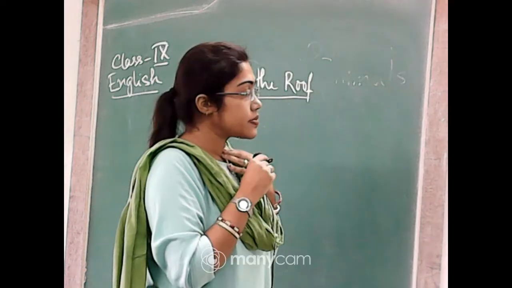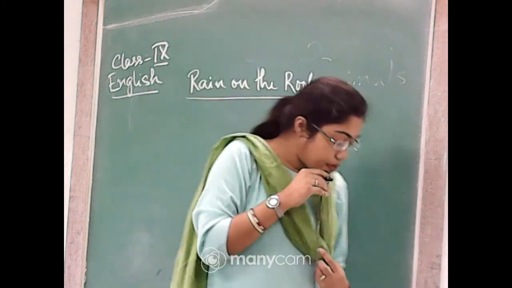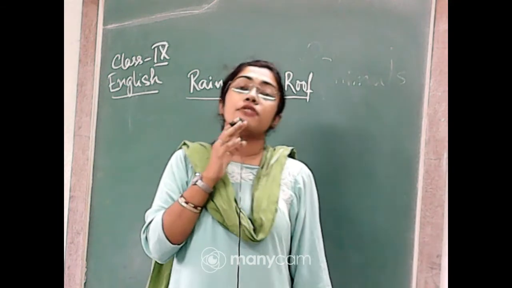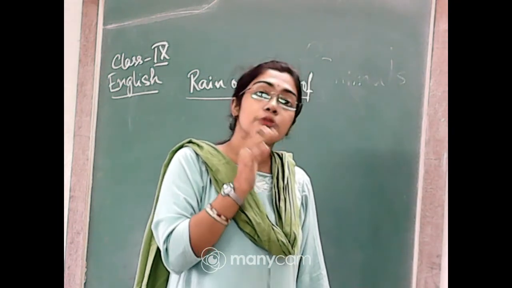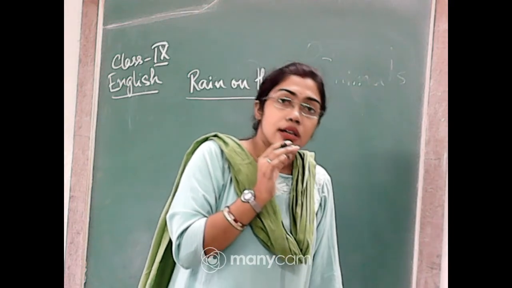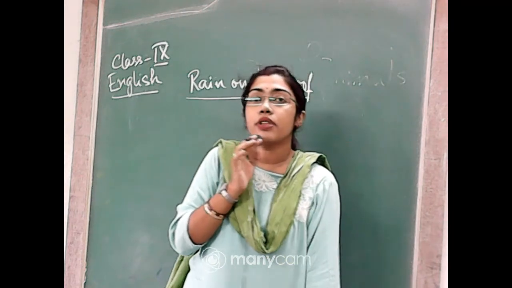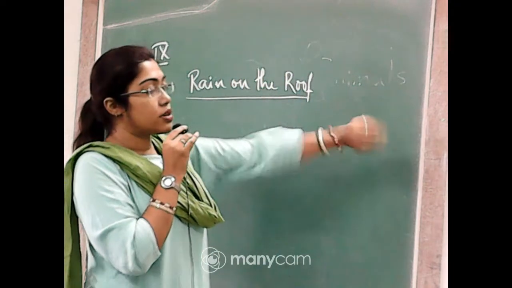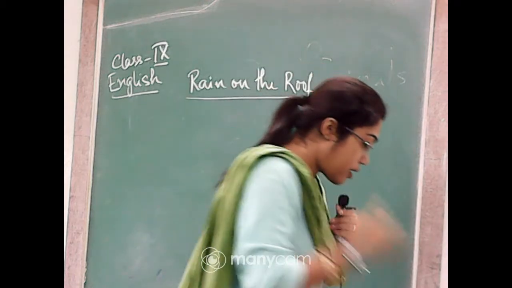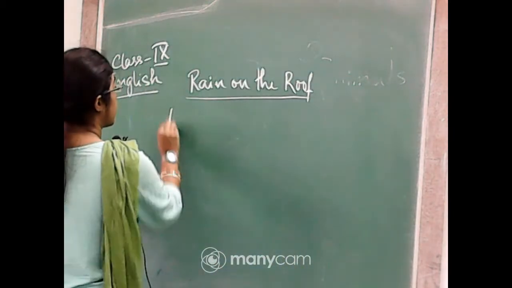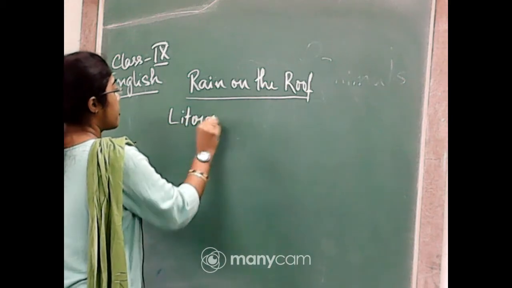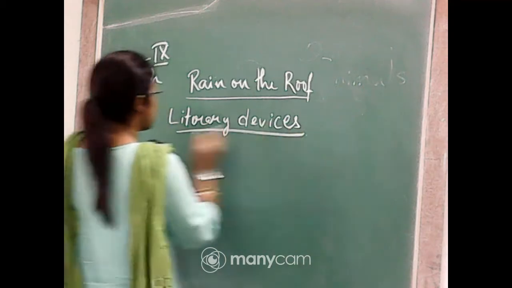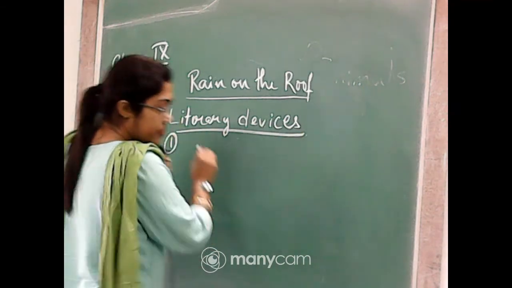Okay. Now, first you will write down the literary devices or the figures of speech used in the poem. The main important literary devices used in the poem. Yes, good afternoon. You just write down. Literary devices. Number 1, alliteration.